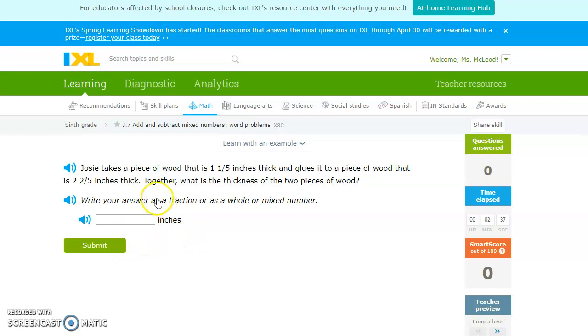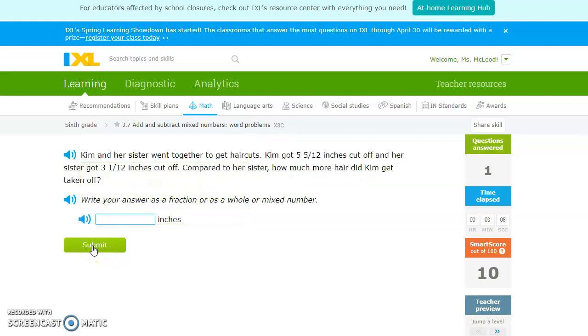So since I need to add them, this one is pretty simple. We can just use some mental math because our denominators are the same. We don't have any fractions greater than 1. They're both mixed numbers. So we can do 2 plus 1 gives you 3. Put a space, and then we have 2 plus, so your numerators, 2 plus 1 gives you 3. And then your denominators stay the same over 5, 3 3/5 inches, 3 3/5.